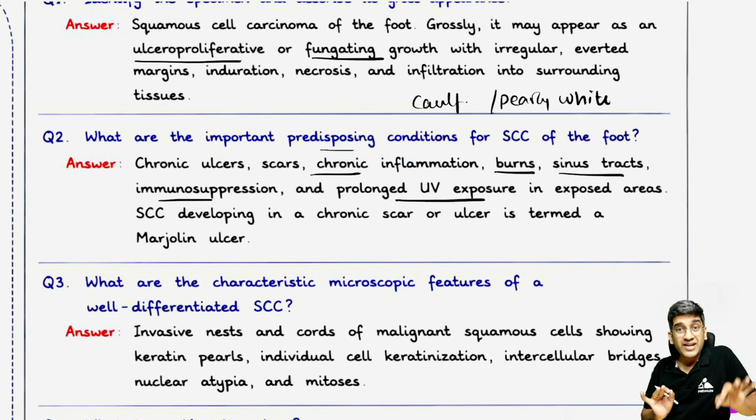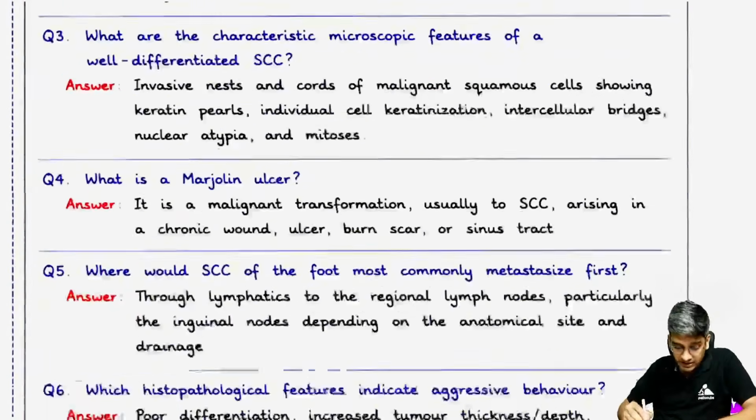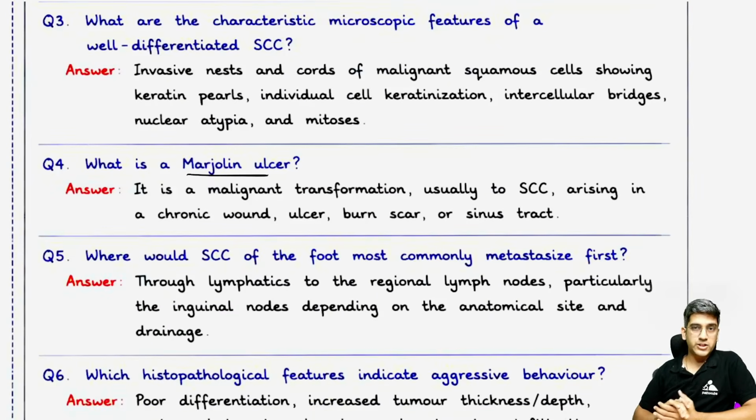The moment you say burns, they'll automatically jump and ask you, then what is Marjolin's ulcer? Marjolin ulcer is an ulcer which comes on chronic scars. Could be a burn-related scar from decades back that keeps on irritating slowly and slowly. It can develop into a squamous cell carcinoma. That's one of the important named lesions. I want you to know that, fine?